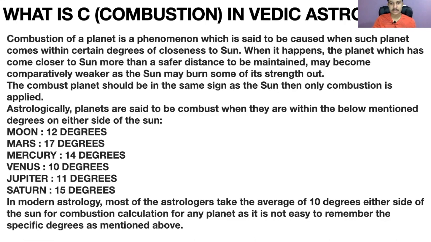Astrologically, planets are said to be combust when they are within the below-mentioned degrees on either side of the Sun. Moon 12 degrees, so when the Moon is within 12 degrees of the Sun, the Moon is said to be combust. Mars 17 degrees, Mercury 14 degrees, Venus 10 degrees, Jupiter 11 degrees, and Saturn 15 degrees. In modern astrology, most astrologers take an average of 10 degrees on either side of the Sun for combustion calculation for any planet, as it is not easy to remember the specific degrees mentioned above.